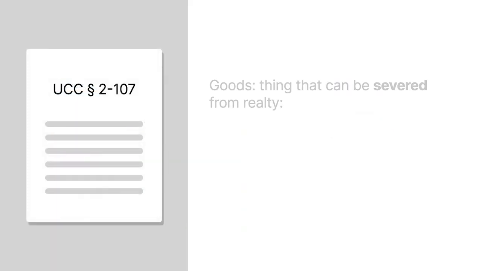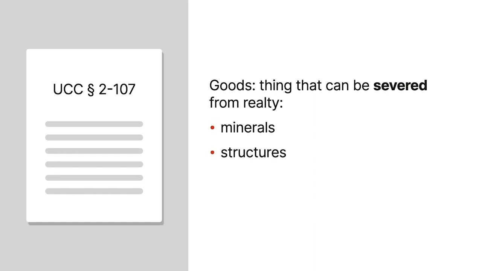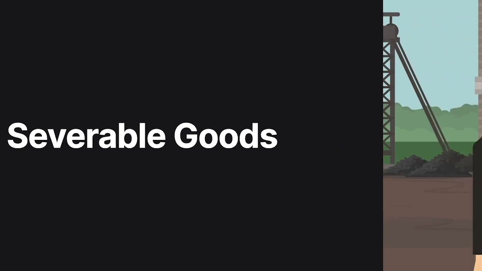A thing able to be severed from realty can also be a good, even if it's not movable when the contract is made. This exception generally covers minerals to be removed from real estate, structures to be removed from realty, and crops and other things attached to real property. Let's use two examples to illustrate this exception.